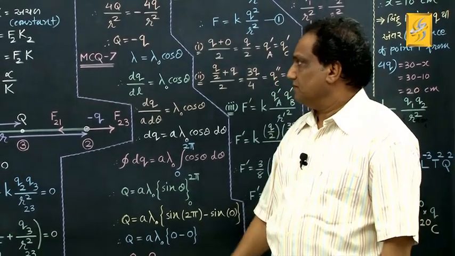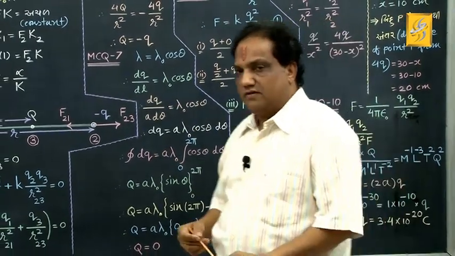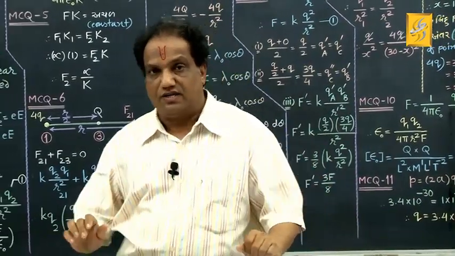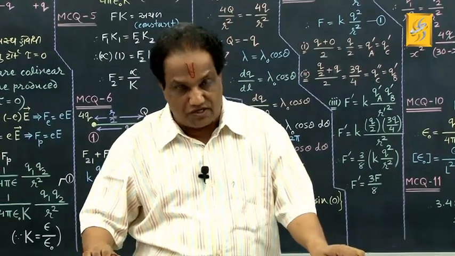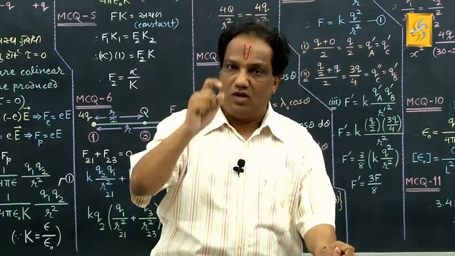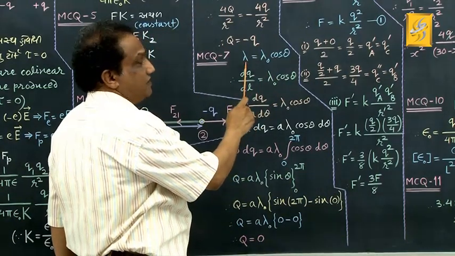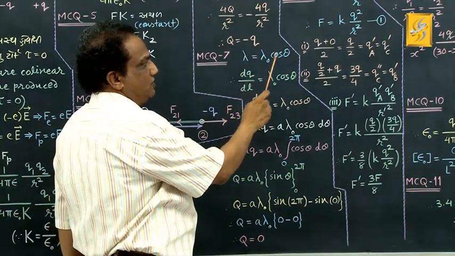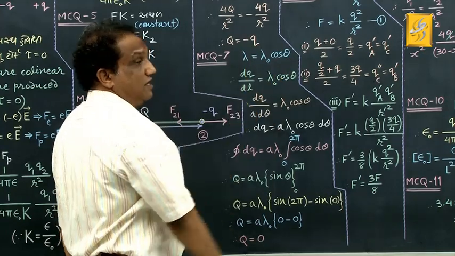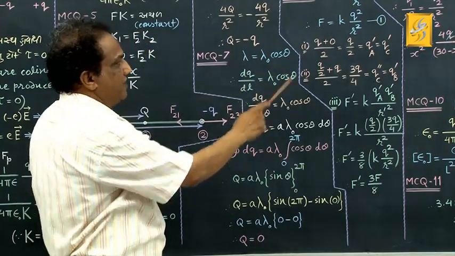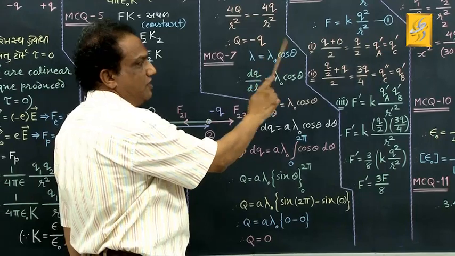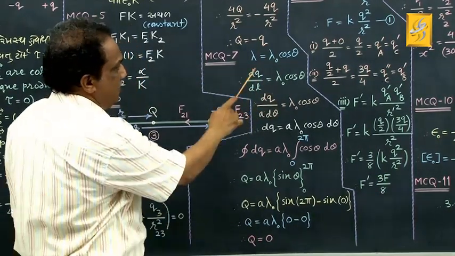We are given one circle of radius small a, over which there is a non-uniform linear distribution of electric charge, given by this formula: lambda equals lambda 0 cos theta, where lambda is the linear charge density, which varies with theta as per this formula. Now, what about linear charge density?